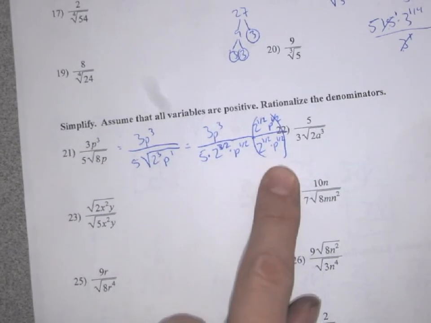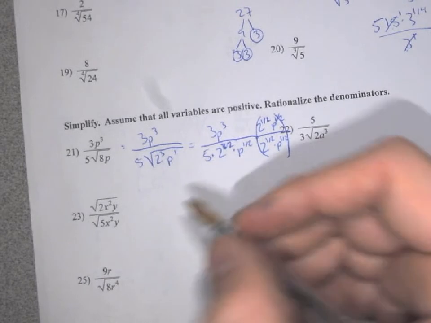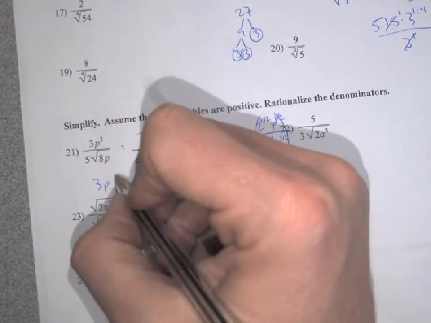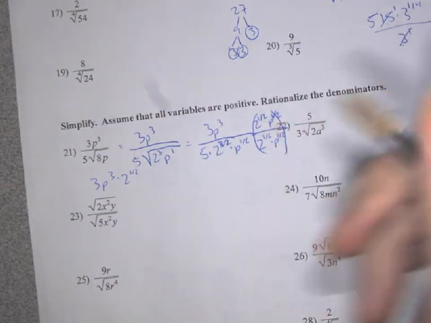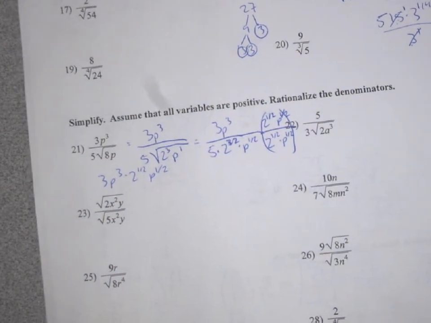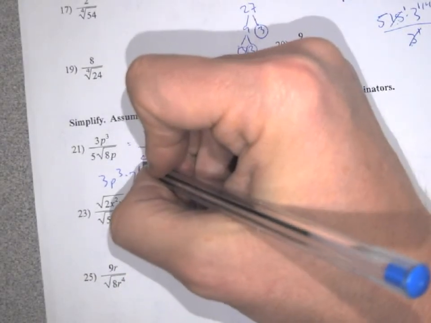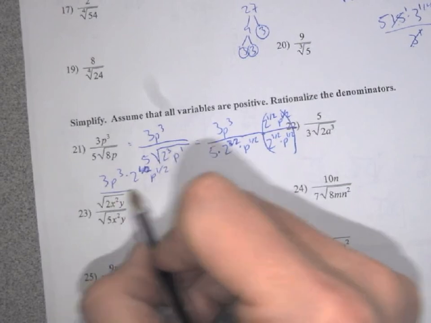Okay, so again, that's my form. That's my 1, right? Multiplying by 1. And so on the top, I'm going to get 3p to the 3rd, and I'm going to have 2 to the 1 half, and I'm going to have p to the 1 half. So that gets kind of messy on top. Okay, the bottom is where it really cleans up.